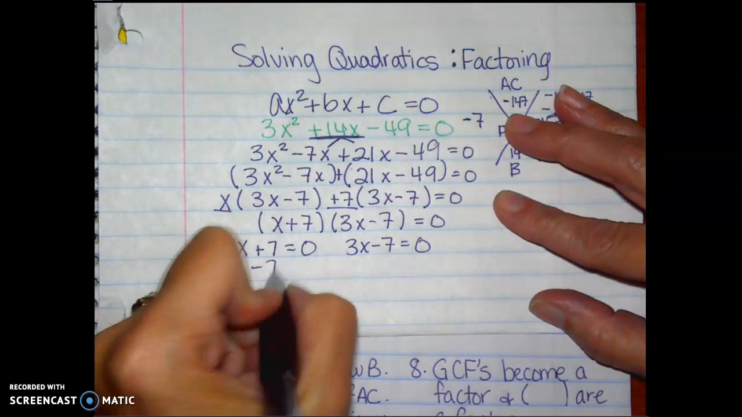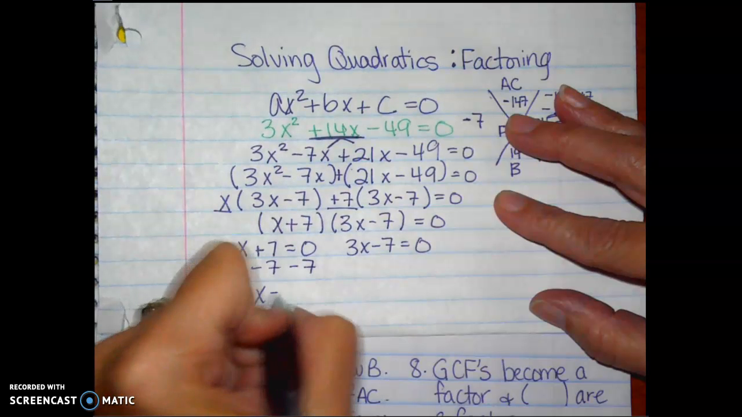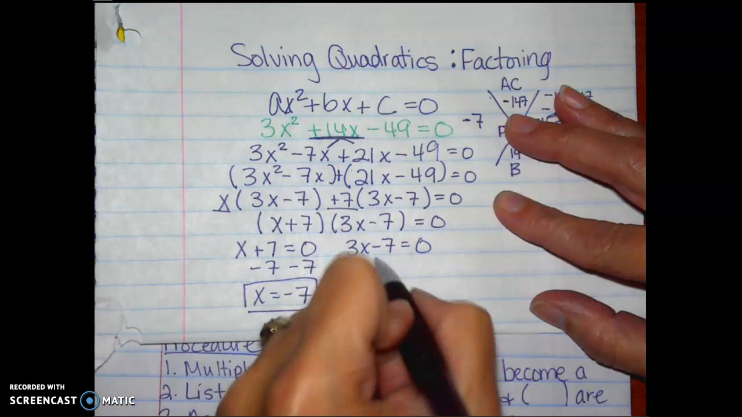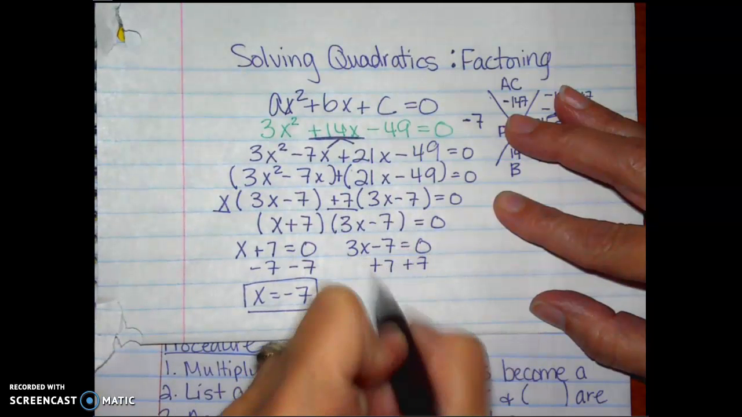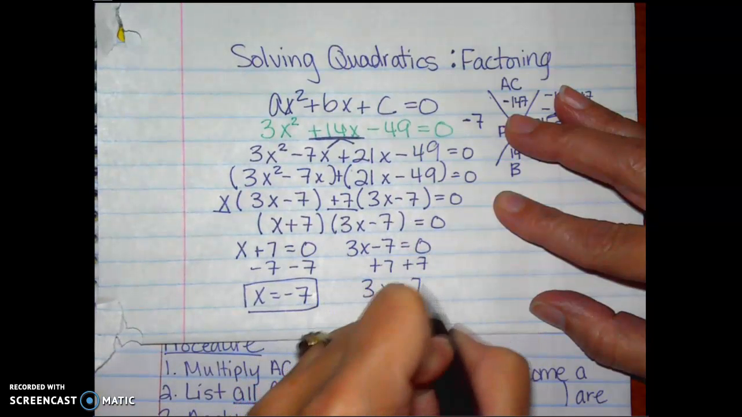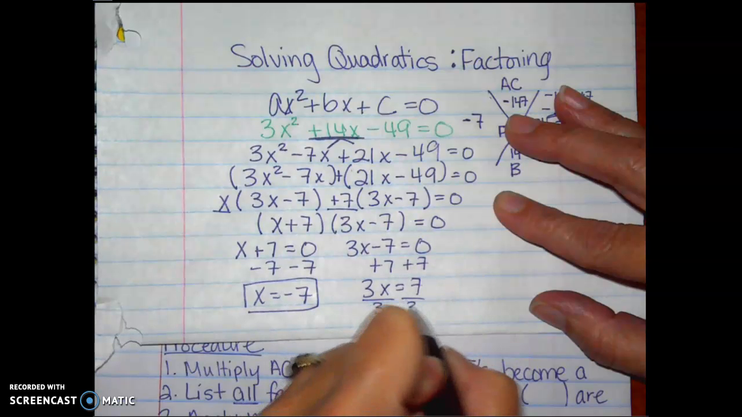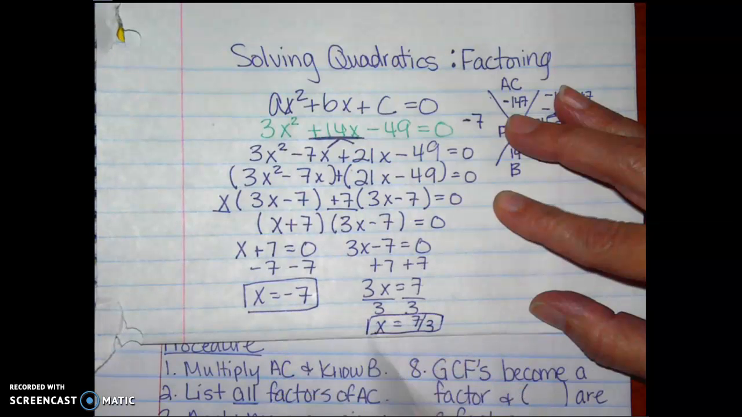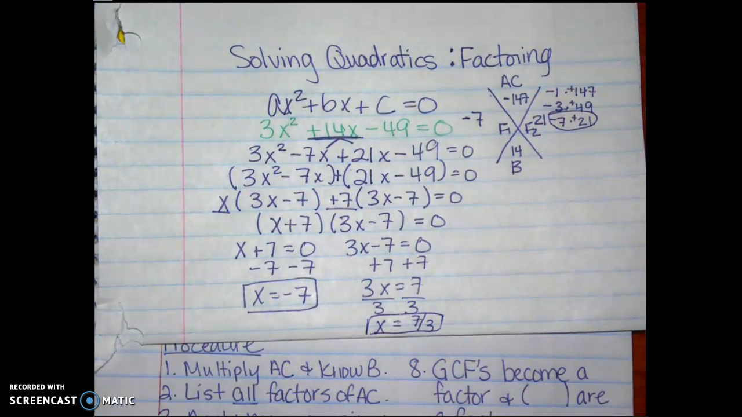So I'm going to subtract 7 from both sides, so I get x is equal to negative 7, so that's one of my solutions. And then I'm going to add 7. I get 3x is equal to 7, divide by 3, and x is equal to 7 over 3, and that is my second solution. And this is how we are going to be factoring to solve our quadratics.